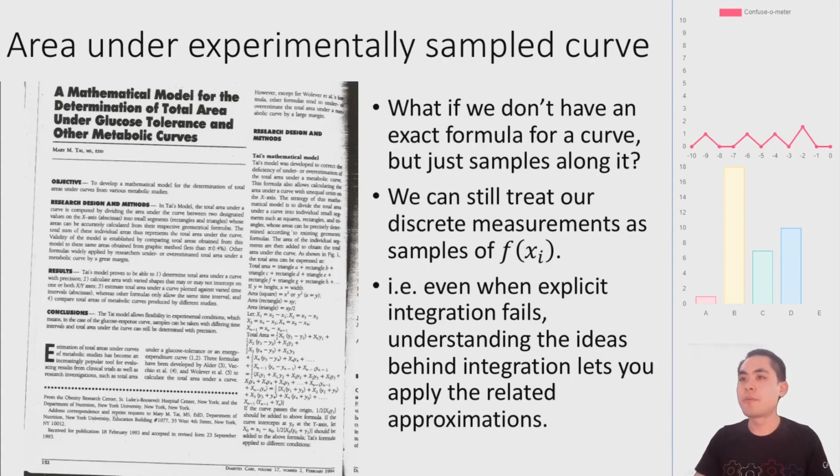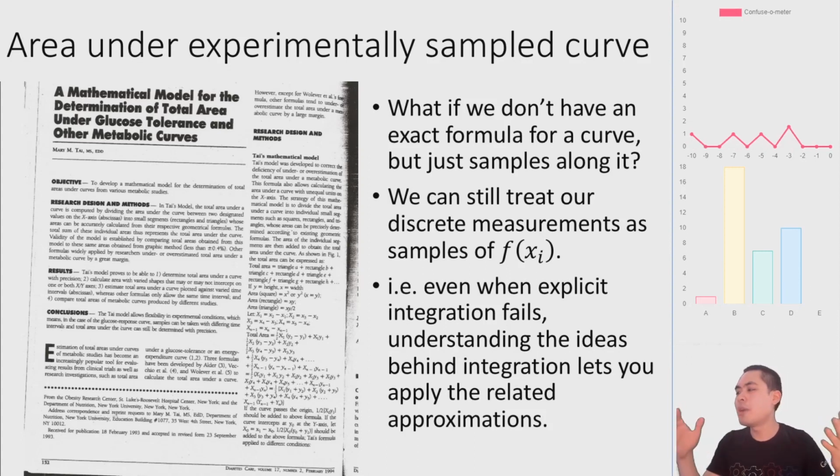So, what is the area under an experimentally sampled curve? Well, that was the whole thing about the trapezoid rule being reinvented that I showed you in the first class. When you don't have an exact formula for a curve, you might think we can't integrate it, because for an integral you need an actual curve. But it turns out we can still treat our discrete measurements as samples of f of xi, and the numerical integration techniques we just discussed do apply. So even if you don't have something that looks exactly like your function from calculus, you can still use these ideas from integration to make numerical approximations.